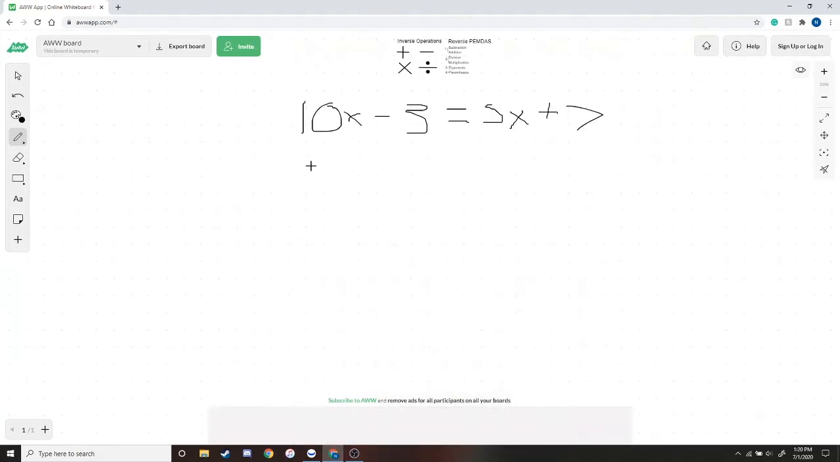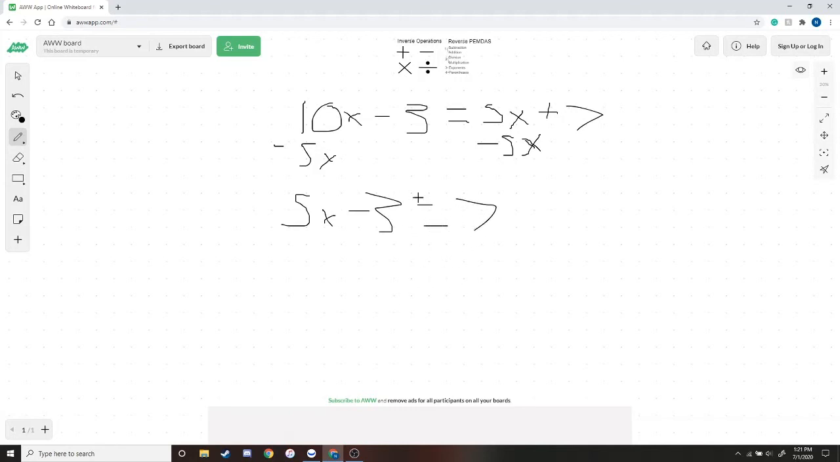Similar to the last problem, we have 10x minus 3 is equal to 5x plus 7. So again, what we want to do is bring the terms with x's on one side and the constants on the other. So let's first bring this 5x on the other side. To do that, to cancel out a plus 5x, we need to subtract 5x on both sides. So minus 5x on this side and minus 5x on this side. Then we can simplify this to 5x minus 3 is equal to 7.